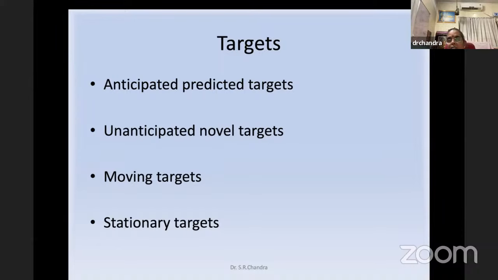Anticipated targets, we have got a set protocol based on which our system will move. Unanticipated target, the novel target recognition system will come. Moving target, we have the vestibular system, optokinetic system, and the pursuit and the saccade. And stationary target, we have got the visual fixation.